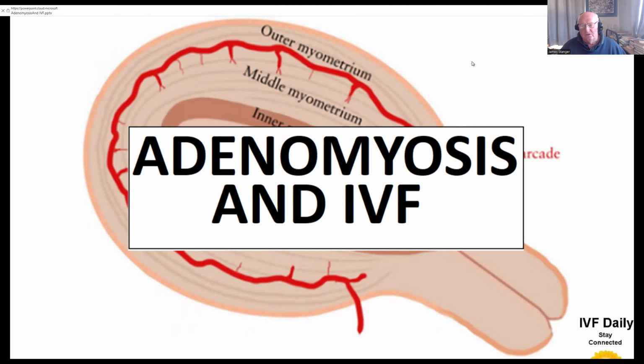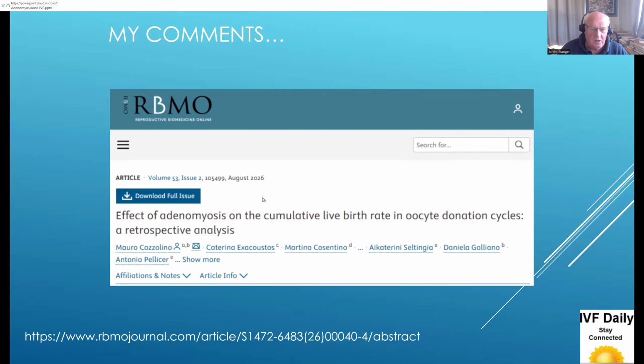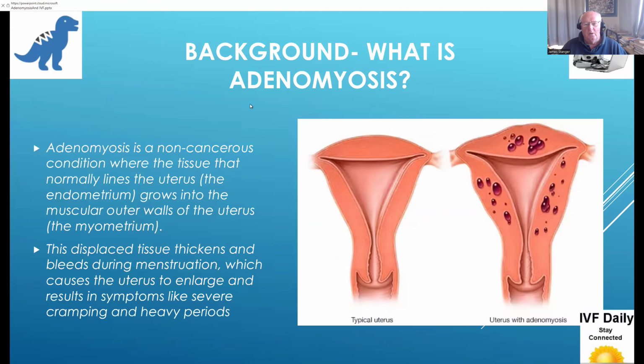In this video, I'd like to talk about a recent publication addressing the issue of adenomyosis and IVF. This paper was published in Reproductive Biomedicine Online in August 2026. That's being published next month. By a set of Italian authors, "The effect of adenomyosis on cumulative live birth rates in oocyte donation cycles: a retrospective analysis." So by way of background, what is adenomyosis?